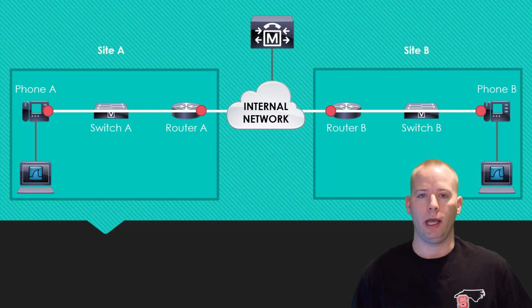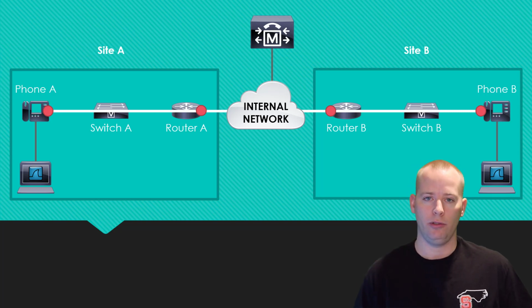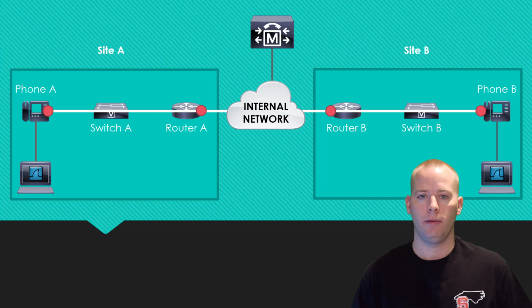We want to get packet captures at the egress for the site where that phone is. Then we'd want to get packet captures at the ingress for the next site, and then also at the phone which should be receiving it. If we get these types of packet captures right out of the gate, we segment where the issue can be. It's going to be in site A, the internal network, or it's going to be in site B.